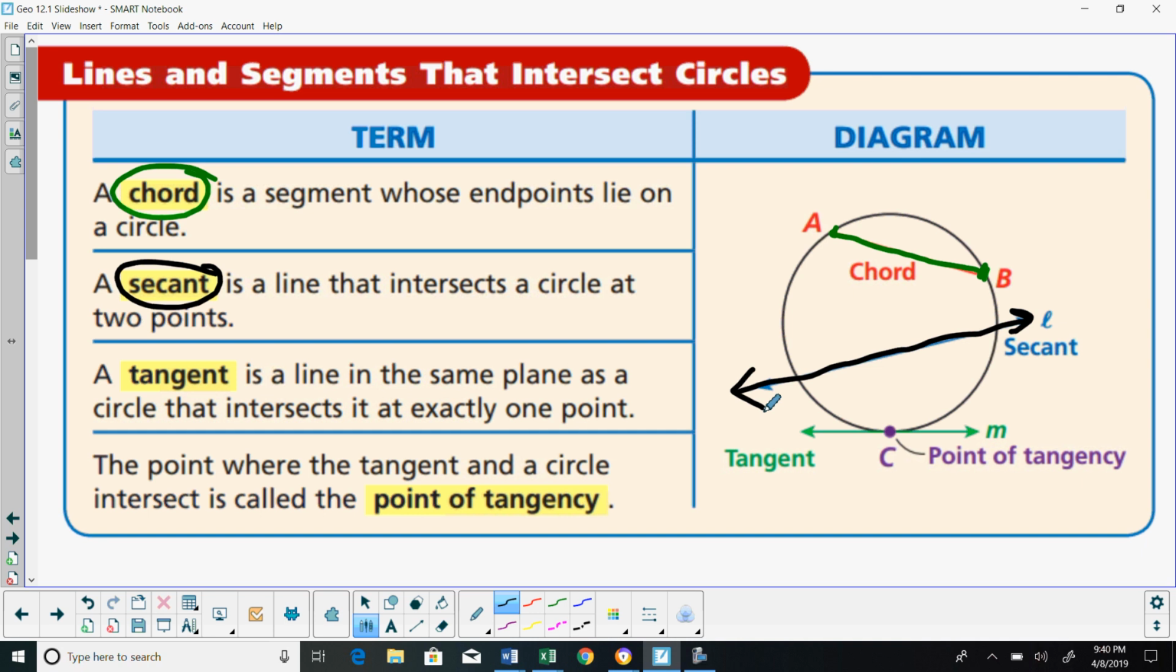And then we have a tangent line. A tangent line is a line that's in the same plane as a circle and intersects it at exactly 1 point. So this line M here is a tangent line because it only intersects the circle at that 1 point, point C. So the point where the tangent and the circle intersect is called the point of tangency. So point C in this diagram is the point of tangency.